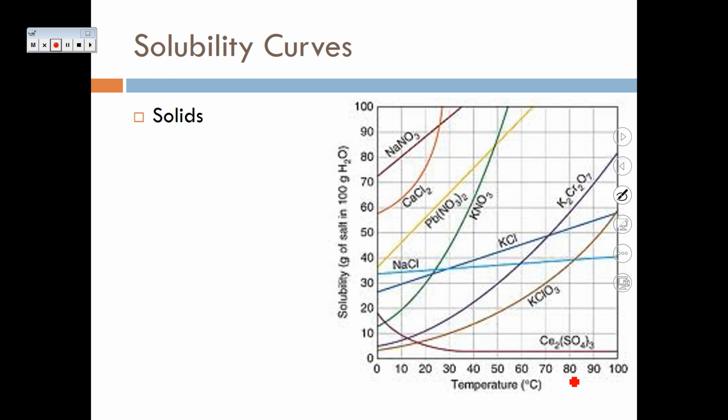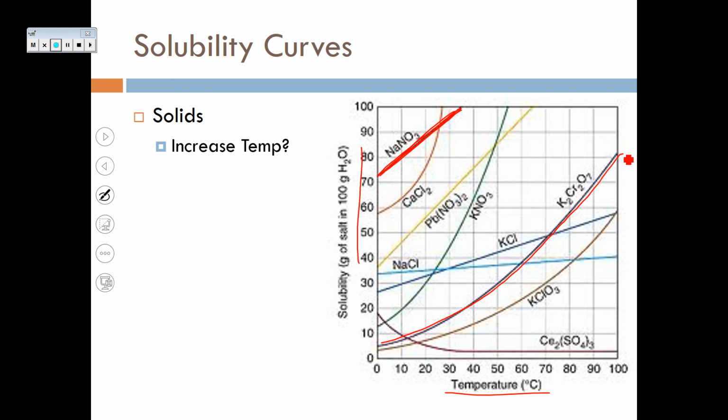This is an example of a solubility graph showing several different solutes dissolved in 100 grams of water. Notice that it says solubility, which is the grams of the solute in 100 grams of water. That's the definition of solubility. On the x-axis, we have temperatures, and all these different colored lines show different solutes. For example, this line shows you the solubility of NaNO3. This line shows you the solubility of K2Cr2O7.